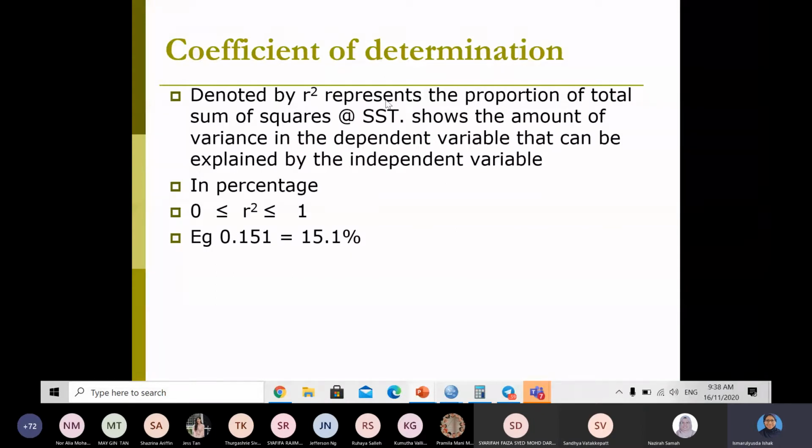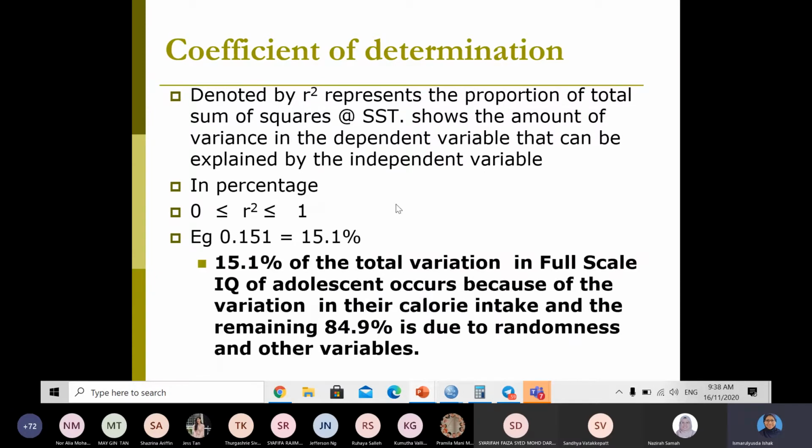The coefficient of determination, denoted by R square, represents the proportion of the total sum of squares, showing the amount of variance in the dependent variable that can be explained by the independent variable, in percentage. So what you can write when you get the R square result is: 15.1% of the total variation in full-scale IQ of adolescents occurs because of the variation in their calorie intake, and the remaining 84.9% is due to randomness and other variables. There are many other variables.